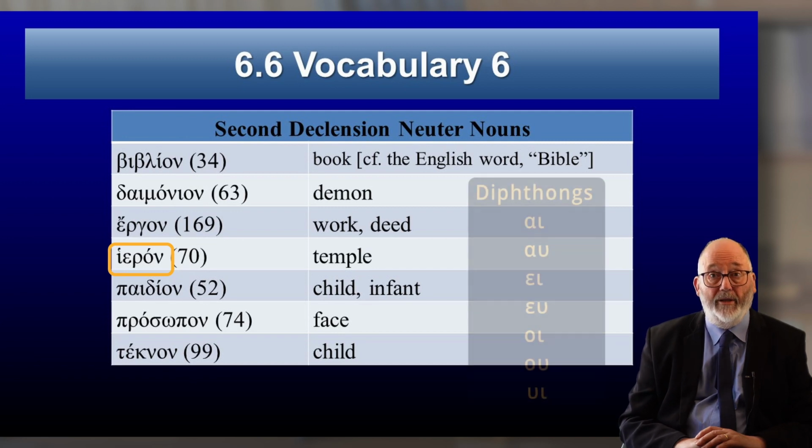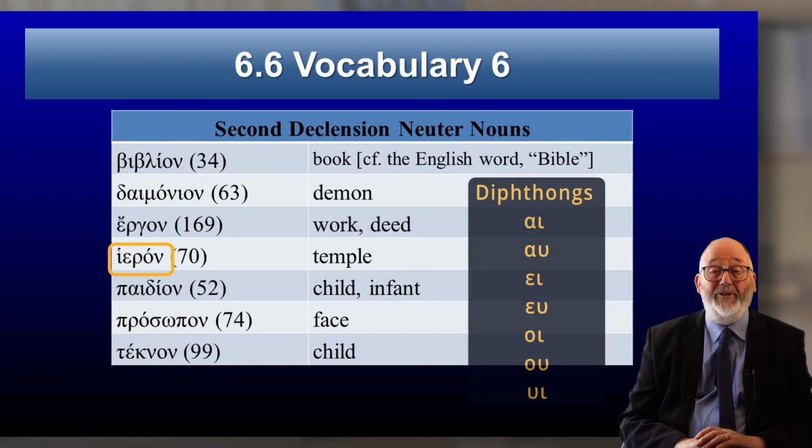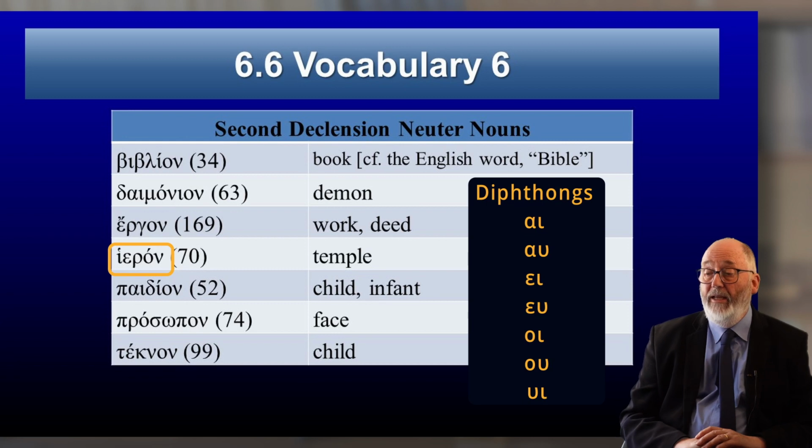Now, did it occur to you to wonder why I separated the iota from the epsilon sound in hieron? Well, if you look up the list of diphthongs, epsilon iota is a diphthong, but iota epsilon is not. Therefore, these two vowels are pronounced distinctly.